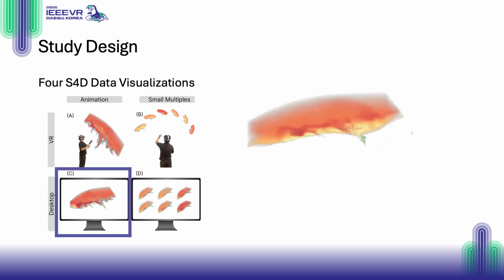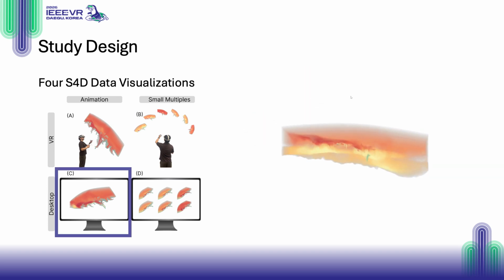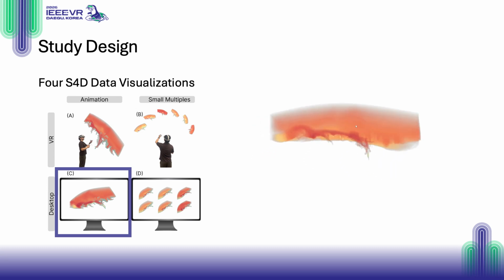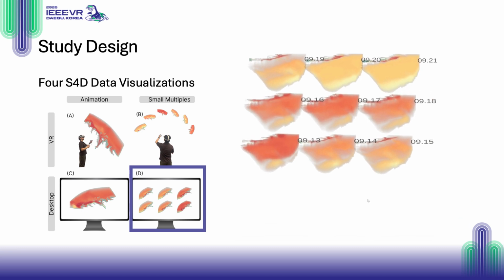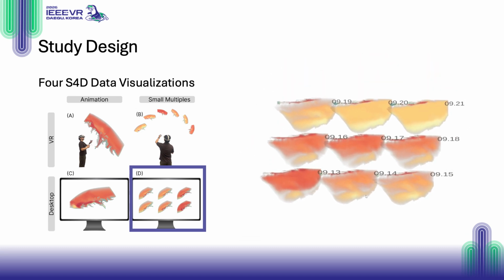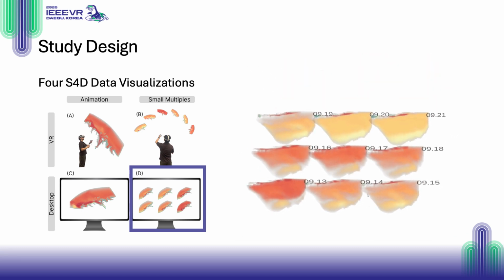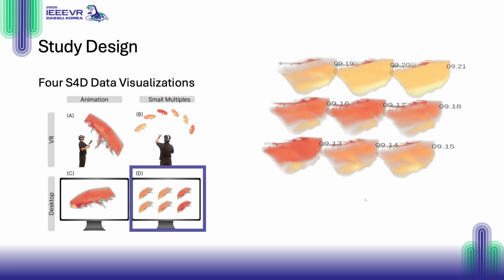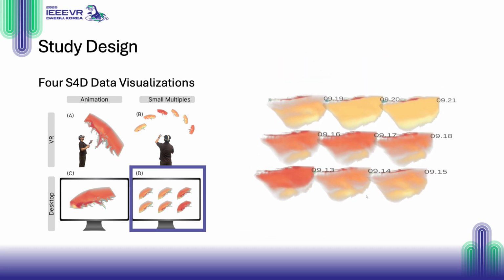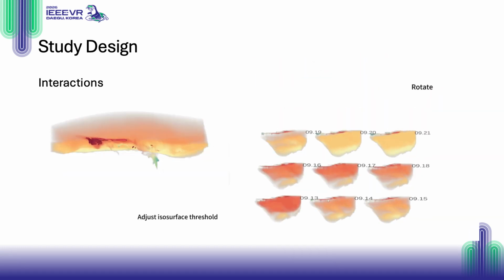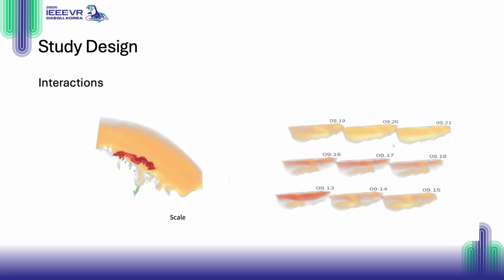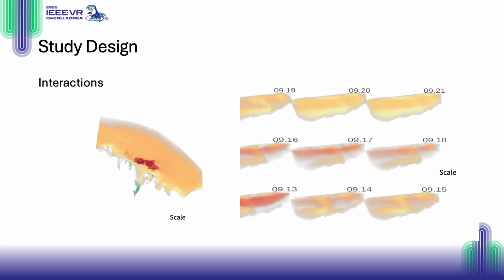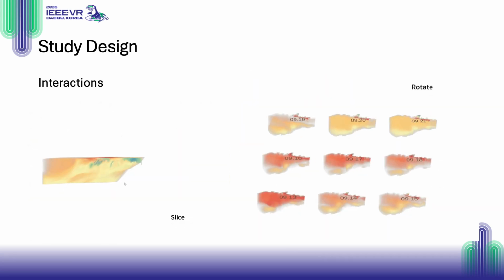The desktop animation is similar to VR animation, with all cubes placed in the center of the desktop screen. For desktop small multiples, we follow the common practices for creating small multiples for 2D by arranging the cubes on a flat grid on the screen. For all four techniques, we provide a set of interactions, such as spatial slicing, temporal filtering, and 3D manipulation.